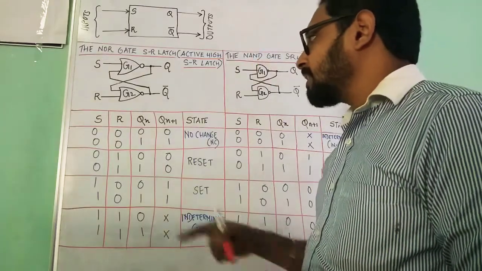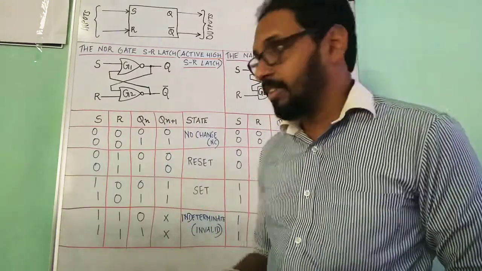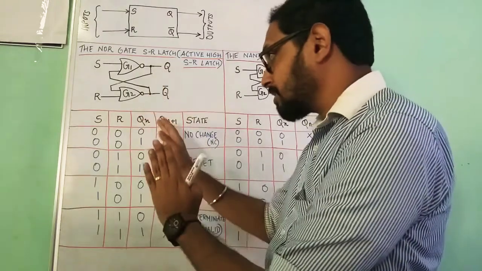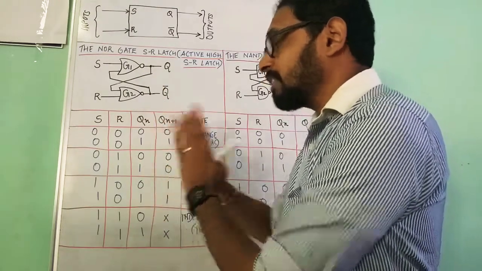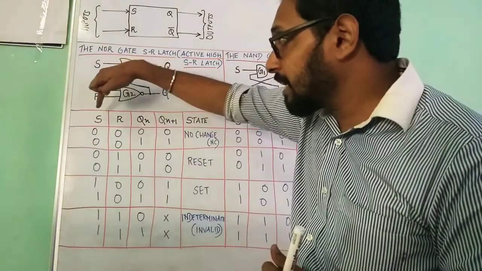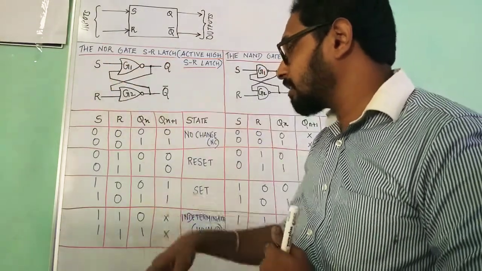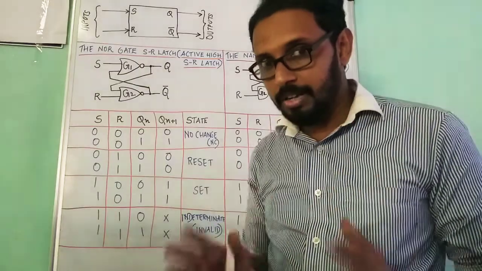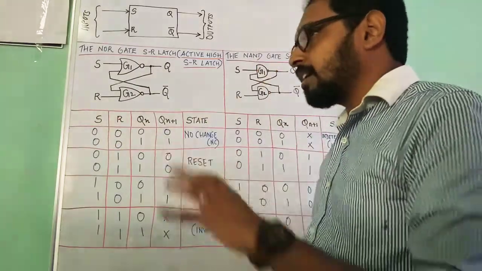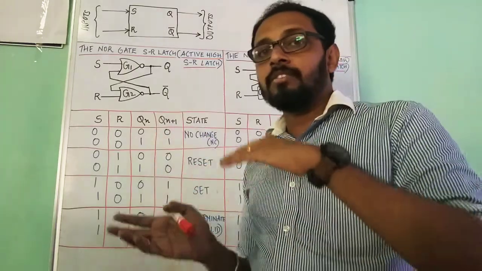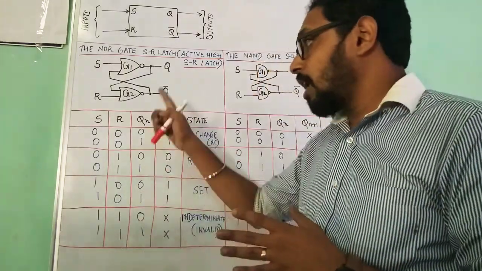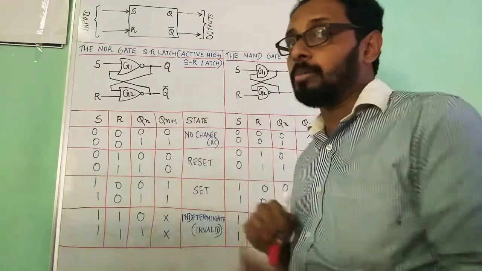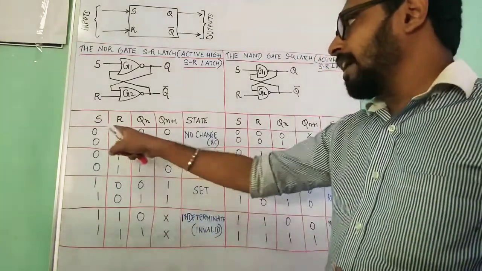So what does Qn mean? Qn is the present state, that is, the state in which the flip-flop is right now. After the application of these 2 inputs S and R, we will get Qn plus 1, which will be the next state. Clear? I will repeat. We have S and R as the inputs. Qn is the state in which the flip-flop already exists. After the application of these inputs, this Qn, the present state, will change to the next state, Qn plus 1. Clear?